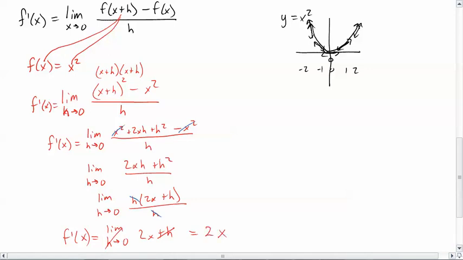2x. Because h doesn't affect the 2x. H affects h. So 2x. So therefore, the derivative of x squared is 2x.